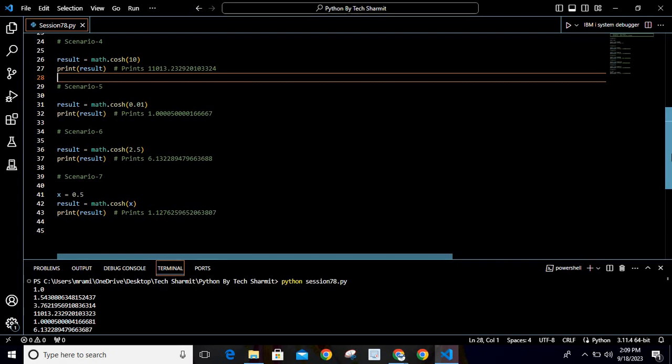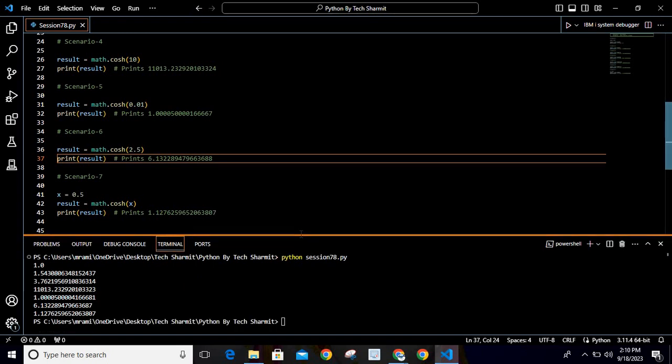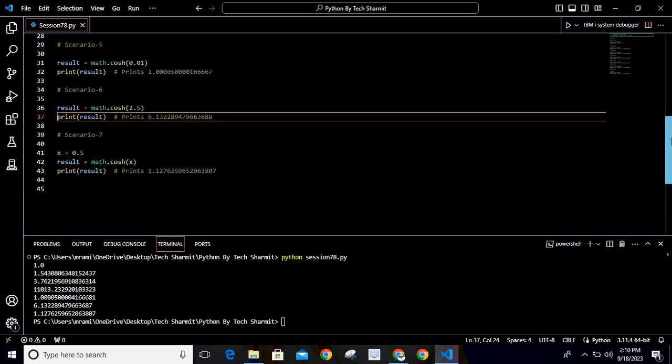And if we calculate the hyperbolic for this, the output would be 1.0000500 something. Okay. In the same manner, so far we have been passing values like 0.01, but this time I'm passing 2.5, which is a decimal value. So when you calculate the output for this, it would be 6.1322. Okay, 1.00 is for the fifth scenario. For the sixth scenario, it is 6.132. Clear?